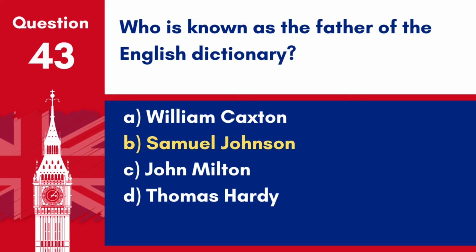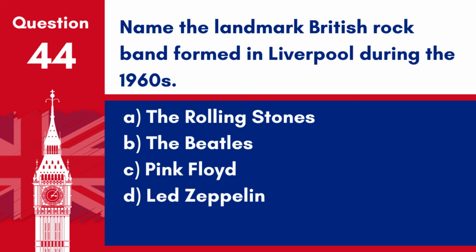Answer: B. Samuel Johnson. Samuel Johnson is known as the father of the English dictionary due to his seminal work, A Dictionary of the English Language, published in 1755. Question 44. Name the landmark British rock band formed in Liverpool during the 1960s. A. The Rolling Stones. B. The Beatles. C. Pink Floyd. D. Led Zeppelin.